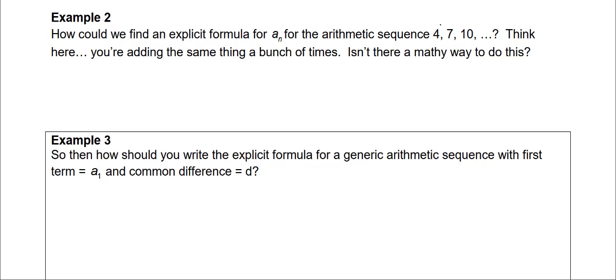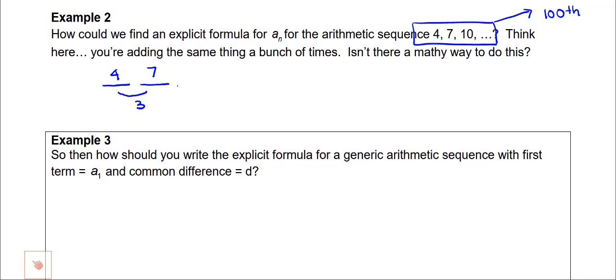Now, what if I give you this and I say keep going and give me the 100th term? You would scream at me, wouldn't you? Or, let's think. Who is the first term? 4. Who is the second term? What did you do? Add 3. Who is the third term? 10. What did you do? Add 3.